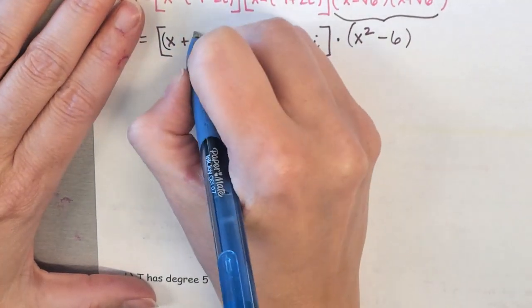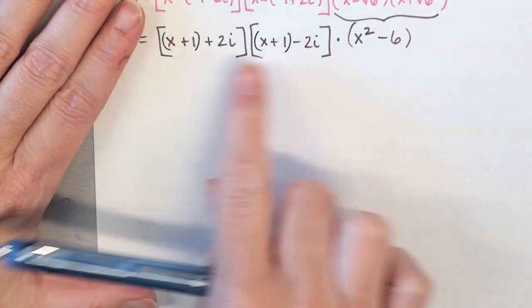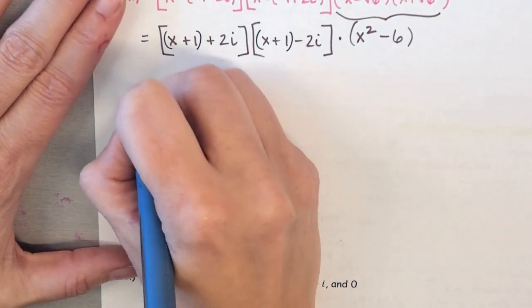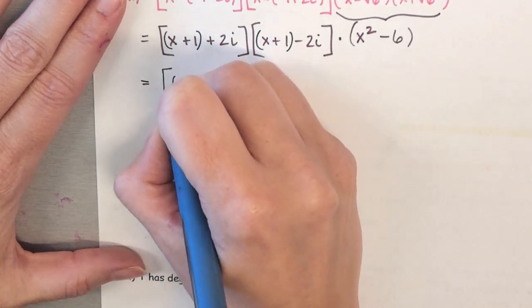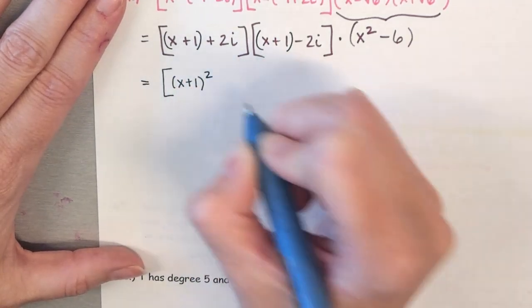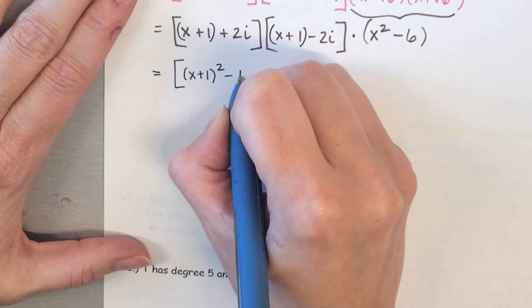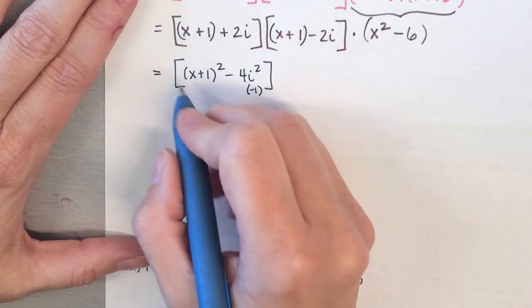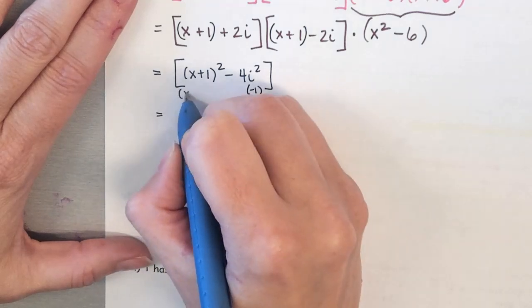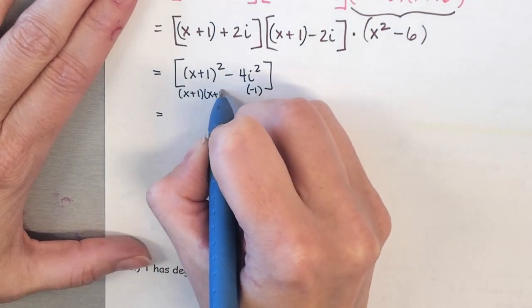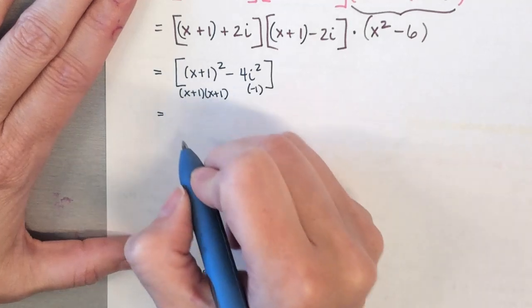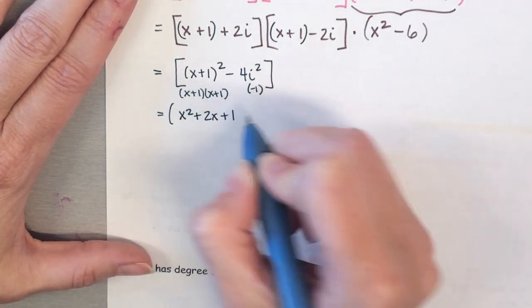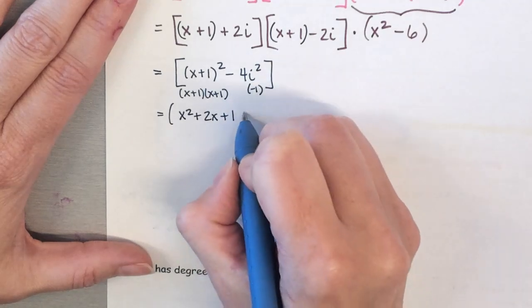Okay, so every time you do this, you should notice that those are the same. And then when you FOIL, we're going to do x plus 1 squared. 2i times negative 2i is negative 4i squared. You can plug in your negative 1. Make sure that you FOIL this. Don't write x squared plus 1 squared. What you're going to have is x squared plus 2x plus 1. A negative times a negative is a positive.